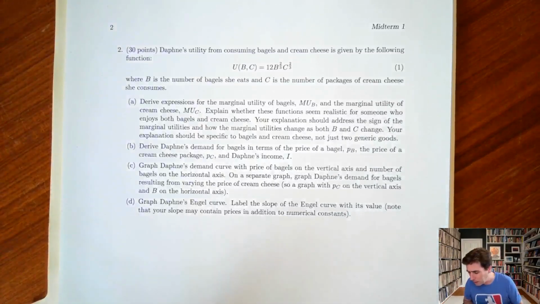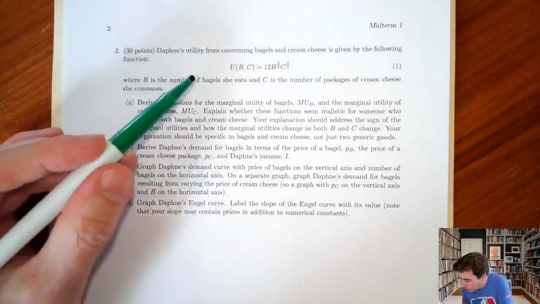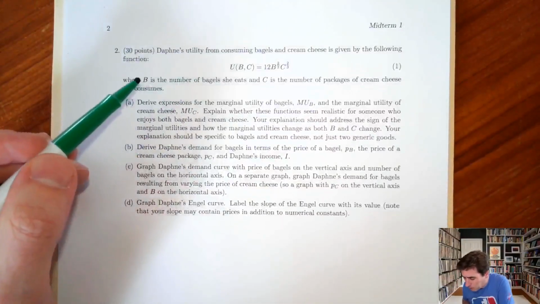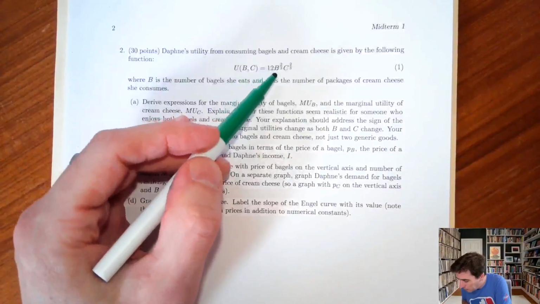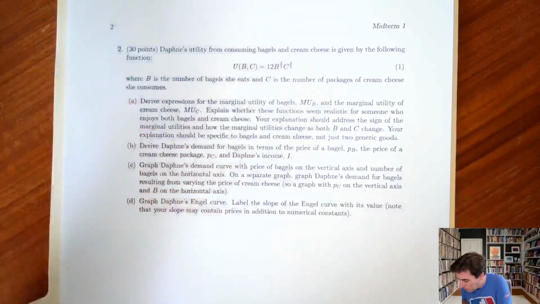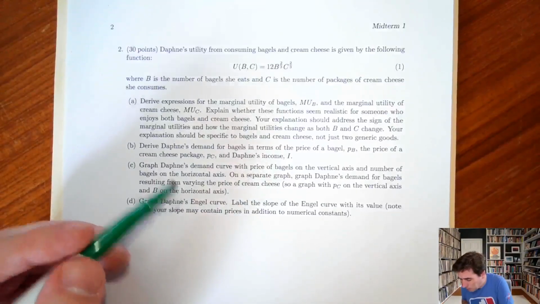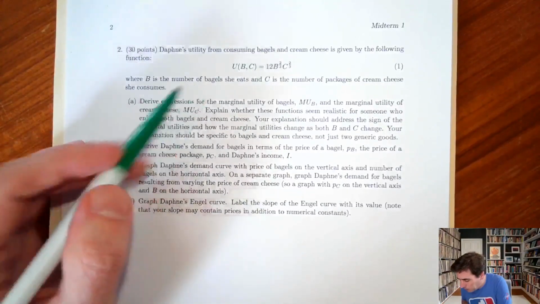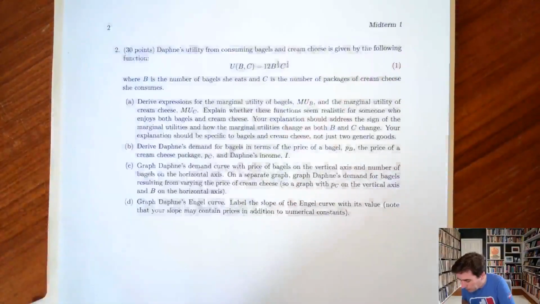All right. Daphne's utility from consuming bagels and cream cheese is given by the following function. U of B and C is equal to 12 B to the 2/3 C to the 2/3. So it seems we've got ourselves a nice Cobb-Douglas utility function here. B is the number of bagel sheets, C is the number of packages of cream cheese. Okay, so B and C are two goods.